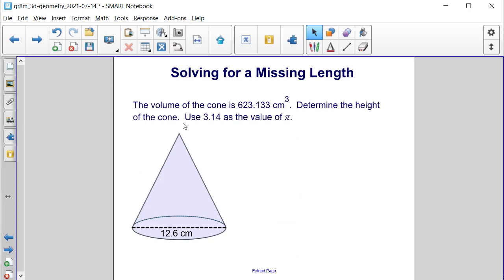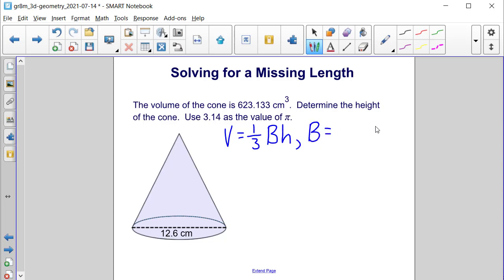Let's try this problem. The volume of a cone is 623 and 133 thousandths cubic centimeters. Determine the height of the cone and use 3.14 as the value of pi. All right, so we know that the volume of any cone is equal to the volume of any pyramid, which is 1/3 times the area of the base times the height. Well, because our base is a circle, the area of that base is equal to pi times the radius squared. So we can substitute these values in for the area of our base. So we still have 1/3 times pi times the radius squared times the height.